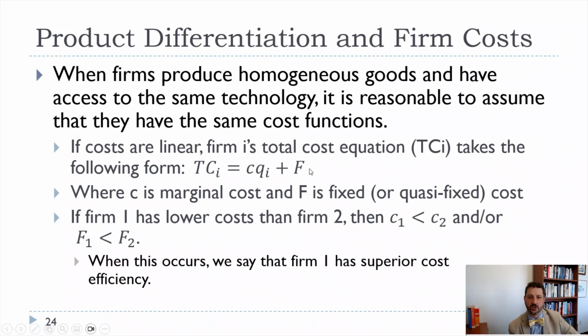Where we have some fixed cost F and some marginal cost C, so that the cost is just C times however much you produce, Qi, plus the fixed cost. And if firm 1 has lower costs than firm 2, then we know that C1 is less than C2 and/or F1 is less than F2. So either their marginal costs are lower or their fixed costs are lower. And if that's true, then we say that firm 1 has superior cost efficiency, right? They're able to produce at a lower cost.